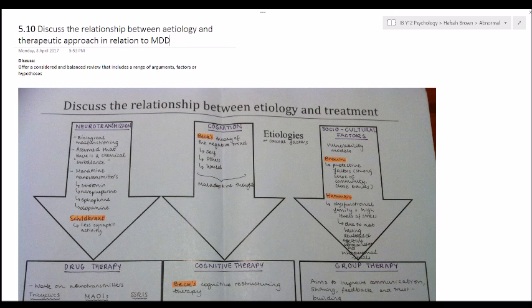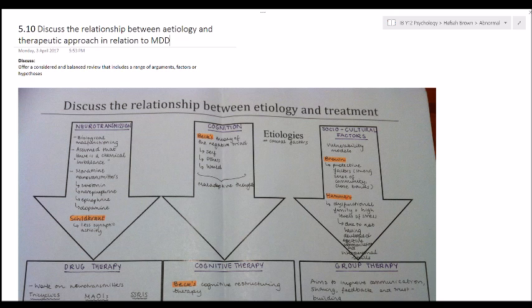Before we get into it, it's worth looking at the command term. In this case, it's discuss, and in the IB, discuss specifically refers to offering a considered and balanced review that includes a range of arguments, factors, or hypotheses. So we don't necessarily have to include only studies, but we can include theories as well. And the main thing is that we incorporate a number of arguments.